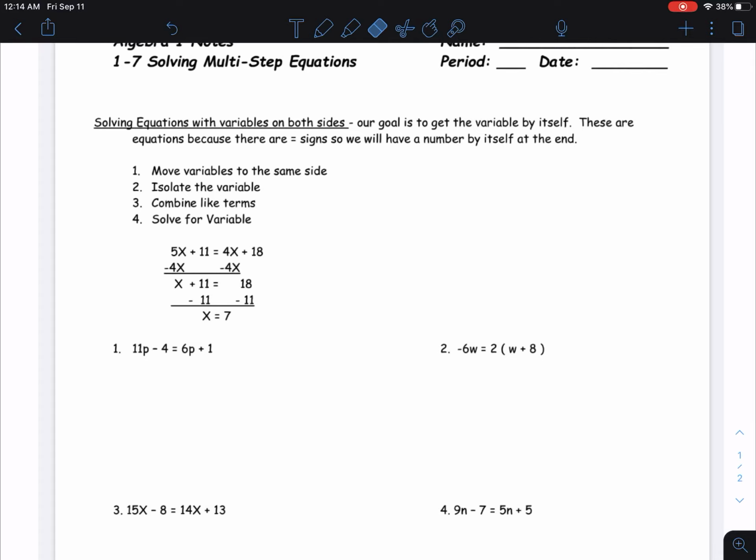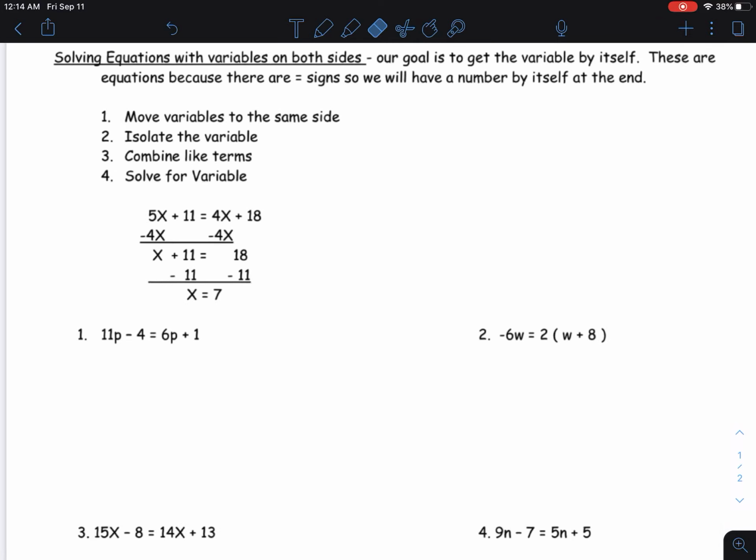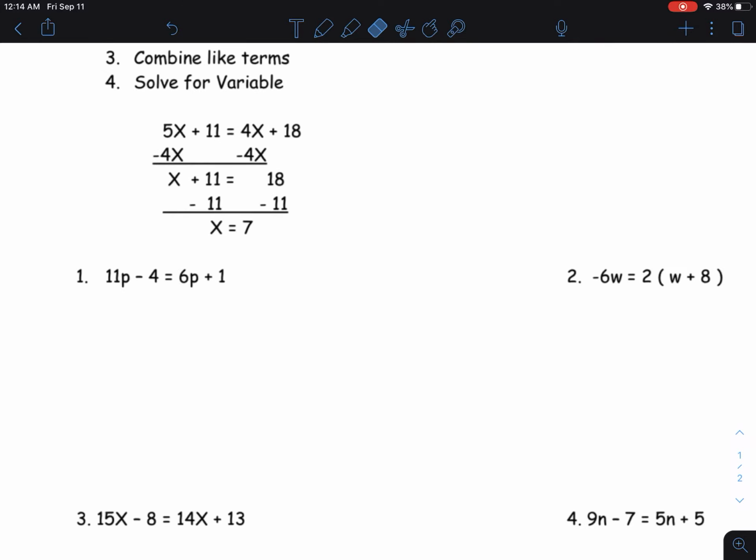Okay, so we're going to talk about solving multi-step equations. So we have our first example here. Our goal is to get our variables on one side and our numbers on the other side. So I always start with, if there's anything to distribute, you can distribute.